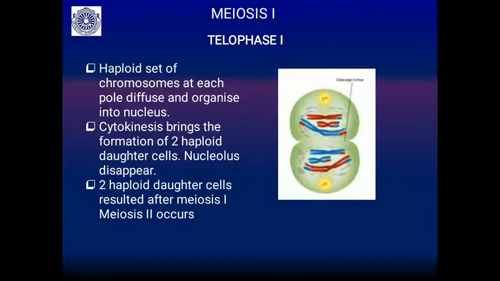Anaphase I is followed by telophase I. The haploid set of chromosomes at each pole now diffuses and organizes into a nucleus. Cytokinesis occurs, resulting in two haploid daughter cells, each having a haploid number of chromosomes, or n chromosomes. The two haploid daughter cells resulting from meiosis I now enter meiosis II.